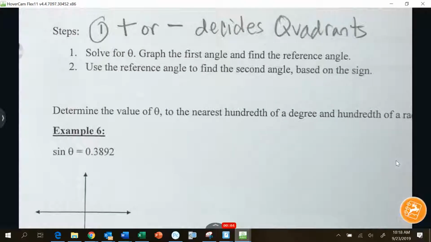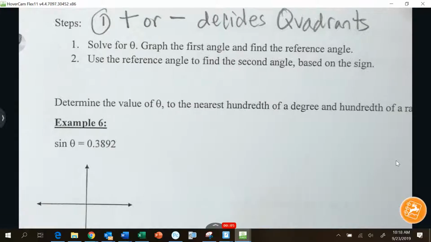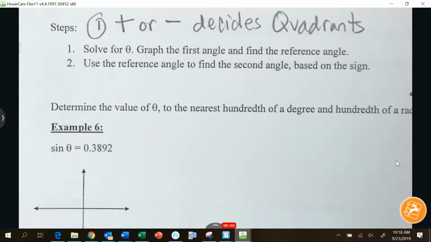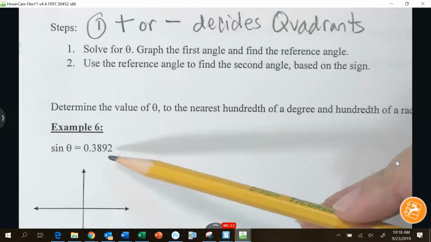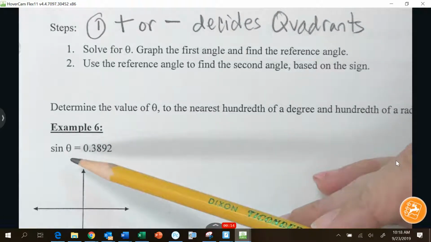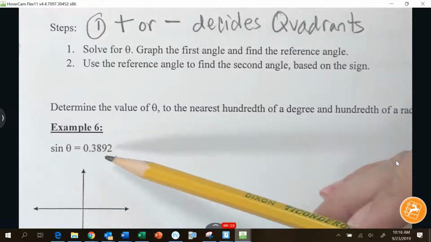Okay, for all of these, when we're solving for the theta, you want to decide which quadrants we're going to be in. So I look at my first example and I see that it's sine. Yes, Katie? That's what I'm about to go over right now.